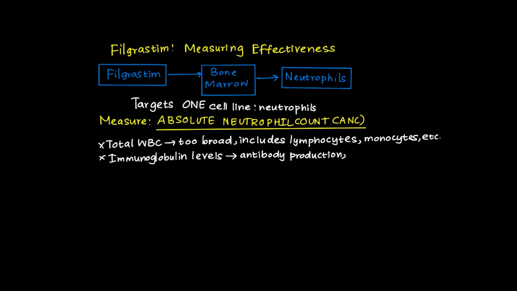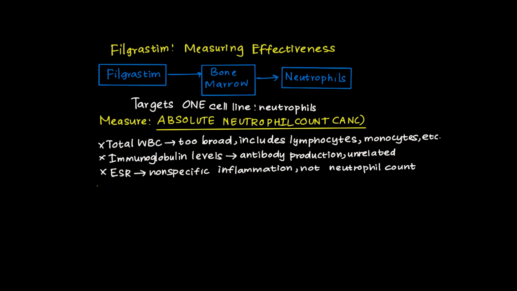Serum immunoglobulin levels measure antibody production by plasma cells. That's the humoral immune system, completely unrelated to filgrastim's mechanism. ESR is a non-specific inflammation marker that tells you nothing about neutrophil production.